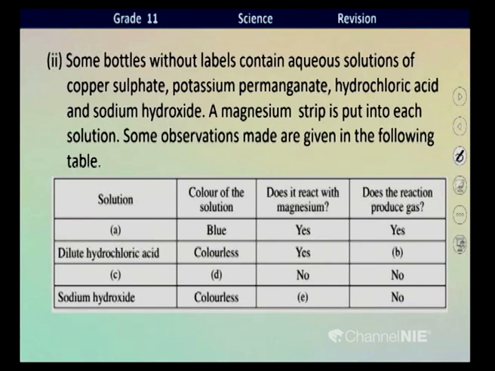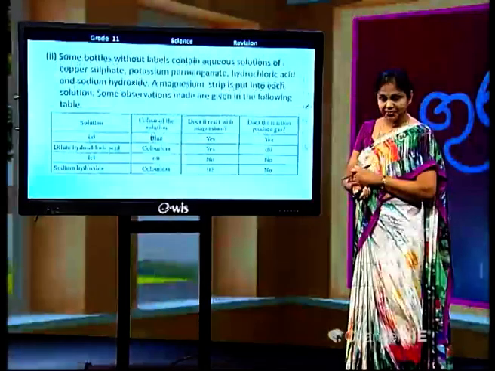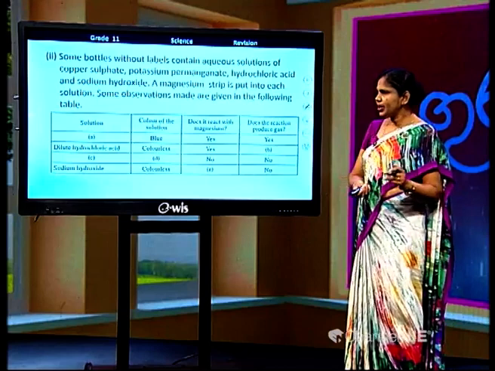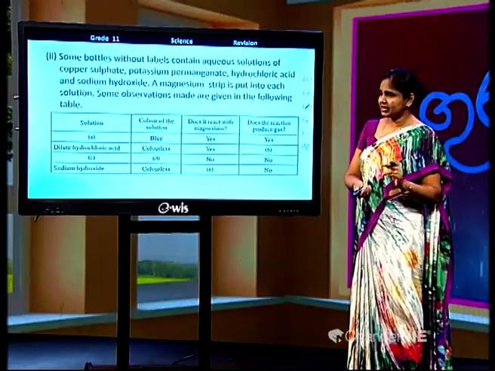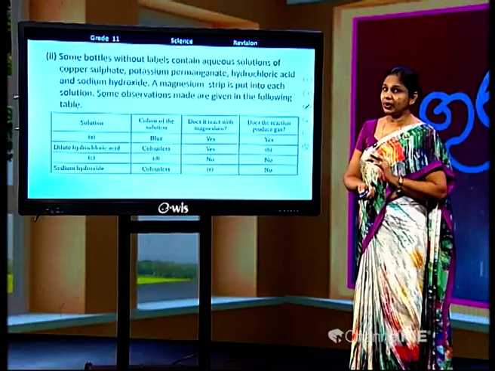See, the solution A, we don't know what the solution A is, right? Color is blue. If the color is blue, children, now we can identify the solution A. Solution A must be copper sulfate, right? Okay. Then it says, does it react with magnesium? Copper sulfate solution? Yes. And does the reaction produce a gas? Yes. Right? Then look at the second row, it states the solution dilute hydrochloric acid.